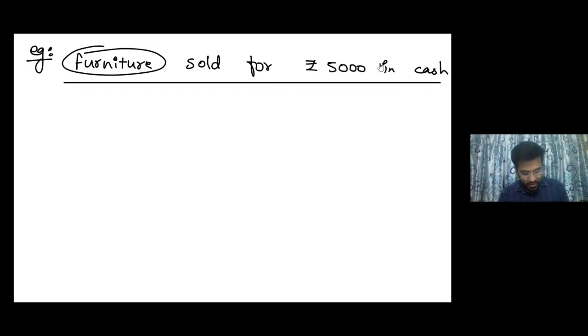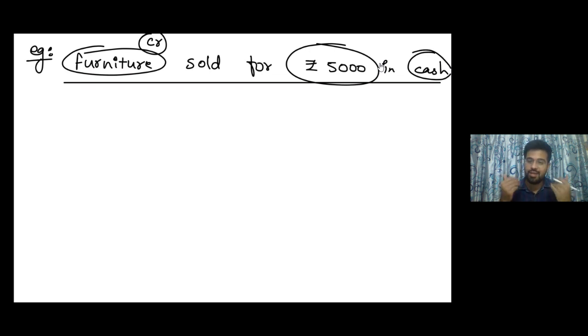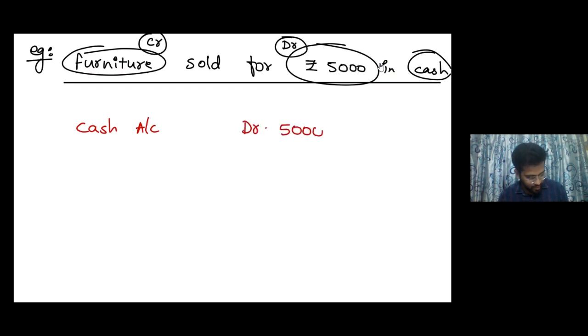In this case, what will we do? The furniture has gone out. If furniture is going out, I will feel bad, so the furniture account would be credited. And I have got cash, I will get the money, so this account would be debited. So the journal entry, correctly mentioned by many people, is cash account debited with rupees 5,000 to furniture account, again rupees 5,000.